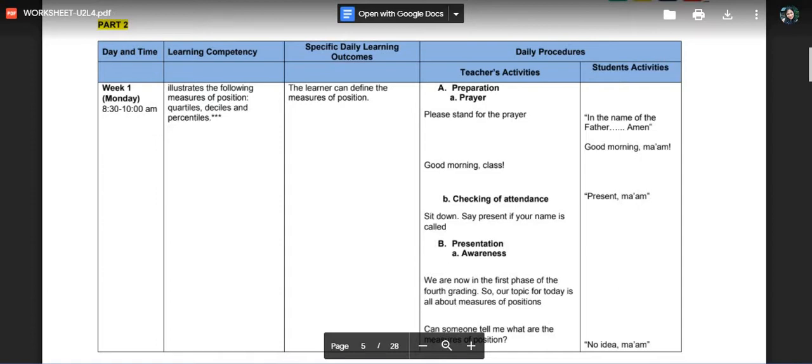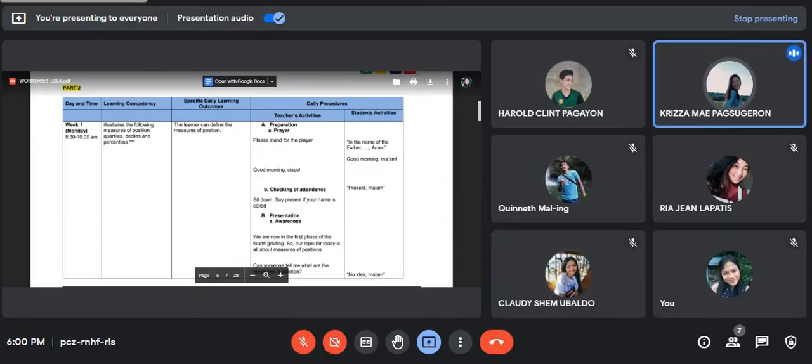So that we can apply it in the classroom, we have here our learning outcome under the learning competency that illustrates the following measures of position: quartiles, deciles, and percentiles. Our SDLO is the learner can define the measures of position.